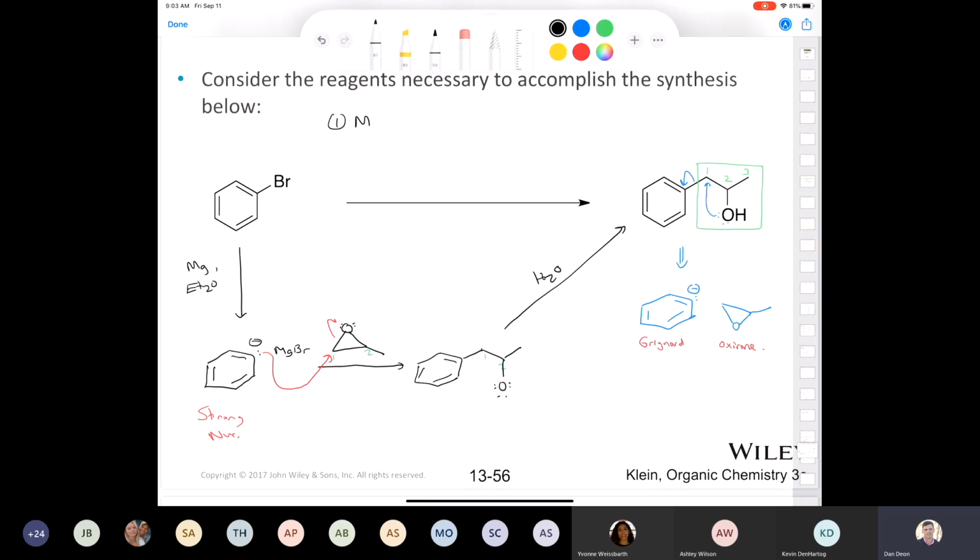So overall, this is what? First step, magnesium and diethyl ether. If you want to write just magnesium, I'd accept that. Step 2 is to treat it with this oxirane. Step 3 is H2O. Give me a thumbs up if you follow me on that.